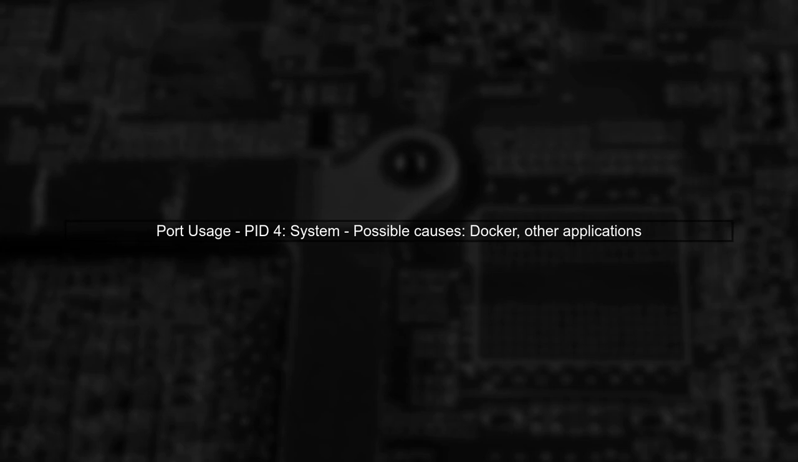Now, let's continue on. First, let's identify the issue. The error message indicates that your .NET Core application cannot connect to IIS Express on port 5000. This often happens when another process is using that port. You mentioned that the resource monitor shows port 5000 is in use by PID 4, which is typically the system process. This can happen due to various reasons, including Docker or other applications occupying the port.